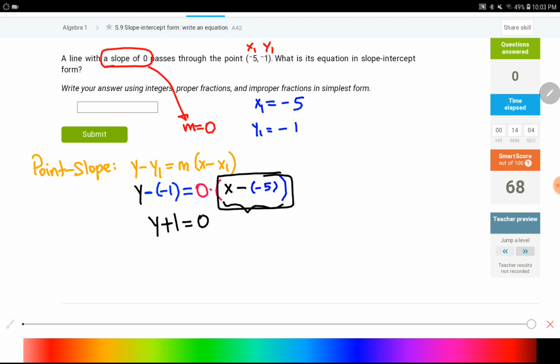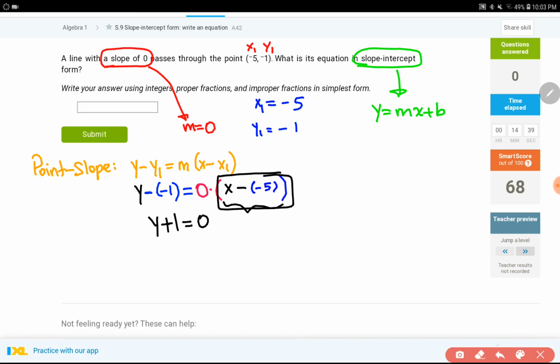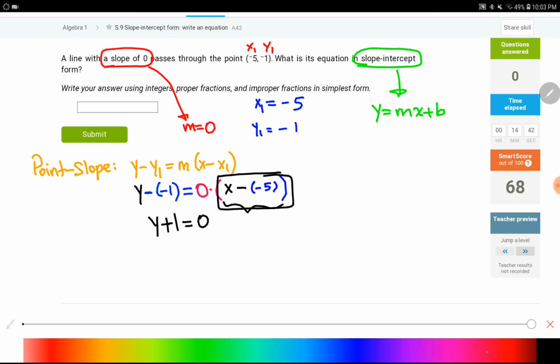So now, once again, I was trying to write the equation in slope-intercept form, which means my equation should look like y equals mx plus b. But how do I tell if this right here looks like that green equation or not? The only way that I can tell whether my equation is in the slope-intercept form is to see if the y is all by itself. So in my black equation over here, is the y by itself? No, there is +1 right next to it. So I need to get rid of that +1 so I can get the y by itself.